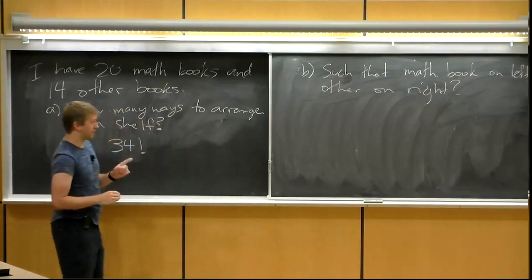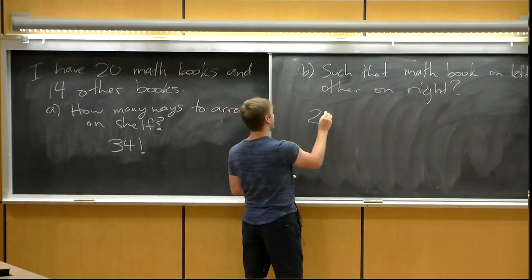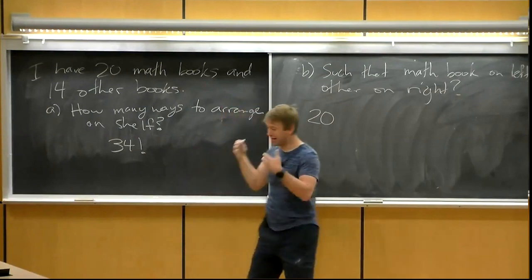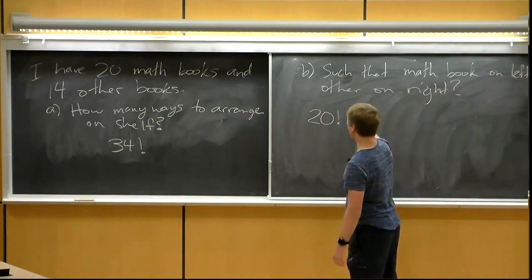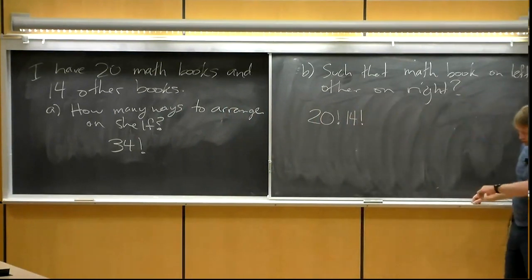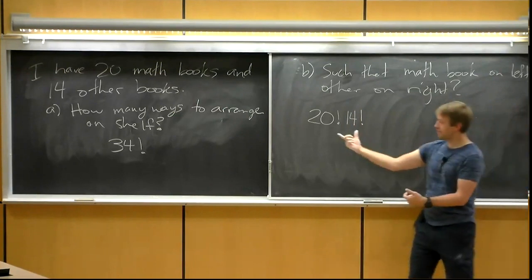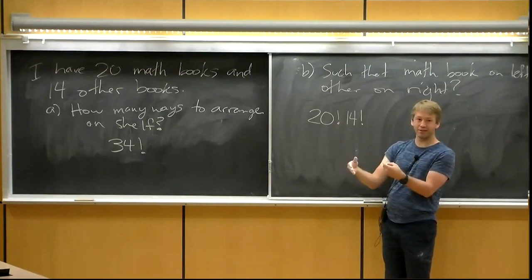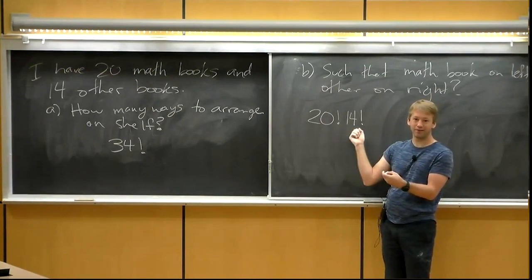This is where these things are always tricky, because it's really hard to tell: should I be adding or should I be multiplying? For every single one of these questions, you're going to have to ask yourself that. This time we're going to multiply. Why? Because you can think of this as a two-step process. In my first step, I arrange all my math books. The first step can be done in 20 factorial ways. In the second step, I arrange all the other books. That can be done in 14 factorial ways. So you should be multiplying these two numbers, right? Okay.